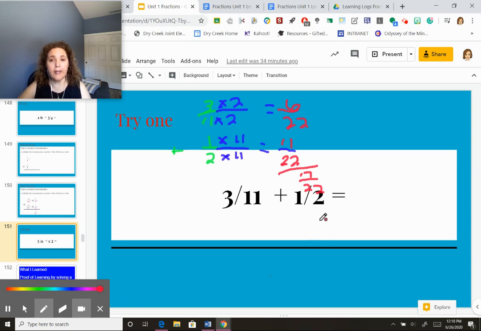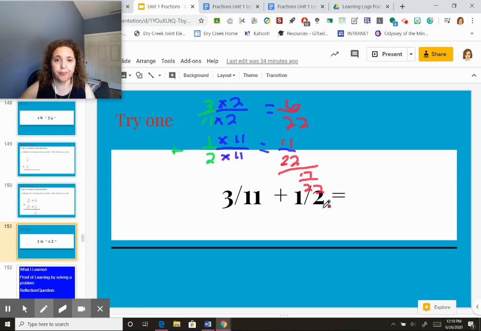All right, well, hopefully you got 17 out of 22. And if you didn't, watch me. So I use the opposite. So 11 times 2 is 22. That's my denominator. So if I multiply, I'm going to use the 11 from here and bring it down. So 2 times 11 is 22. And then if I multiply this by 11, I've got to multiply that by 11. 1 times 11 is 11.